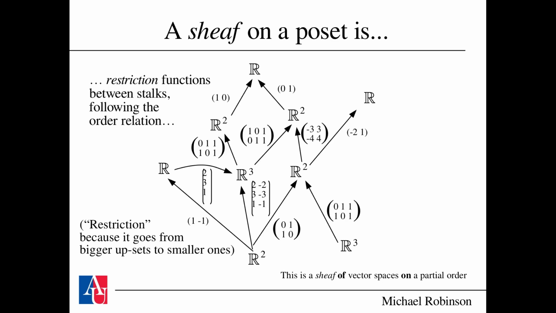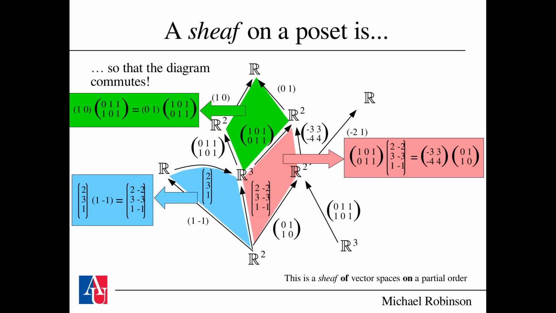The various state spaces are related to one another by way of restriction functions. These restriction functions ought to be compatible with the state spaces. Here they're vector spaces and linear maps. These are called restrictions because they go from big upsets to smaller ones. And the main criterion is that composition needs to be path independent, i.e. the diagram must commute. If you do this, you have a sheaf on a partial order.